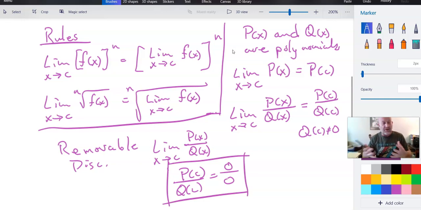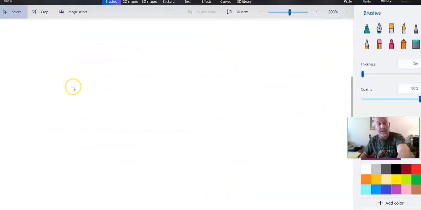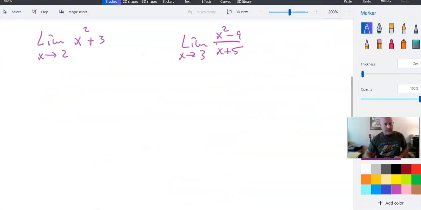So I've given you all these different rules. Let's just see how they play out now. Let me go ahead and clear that, and we'll get our next example up here. Here's a couple of examples. This is how we take a look at these.